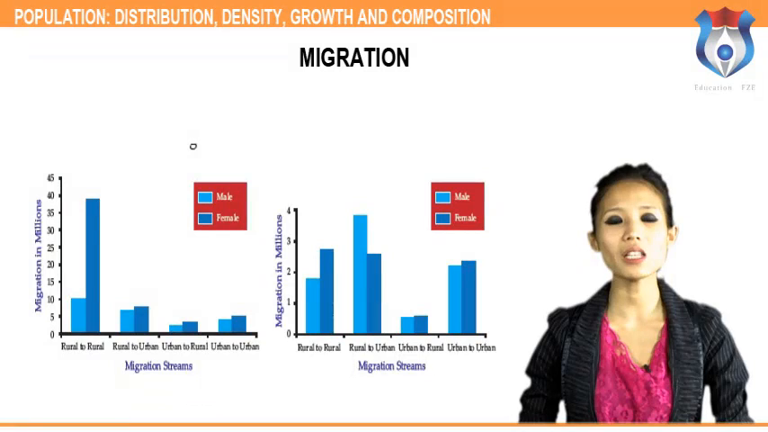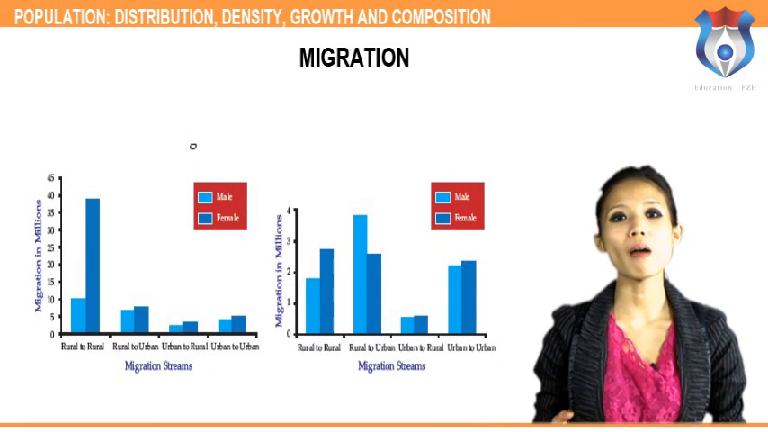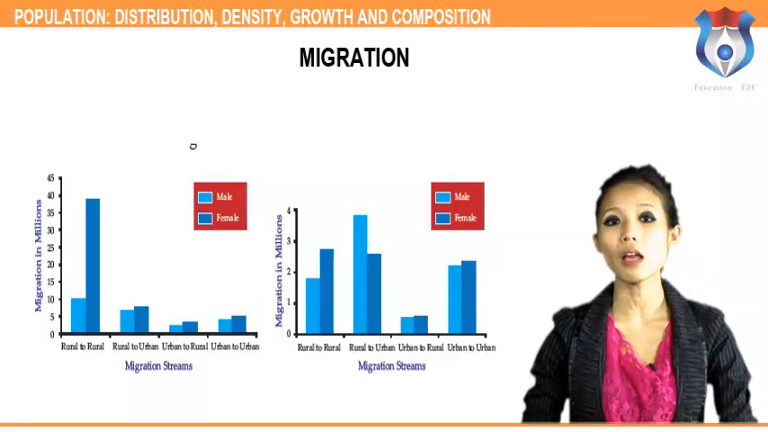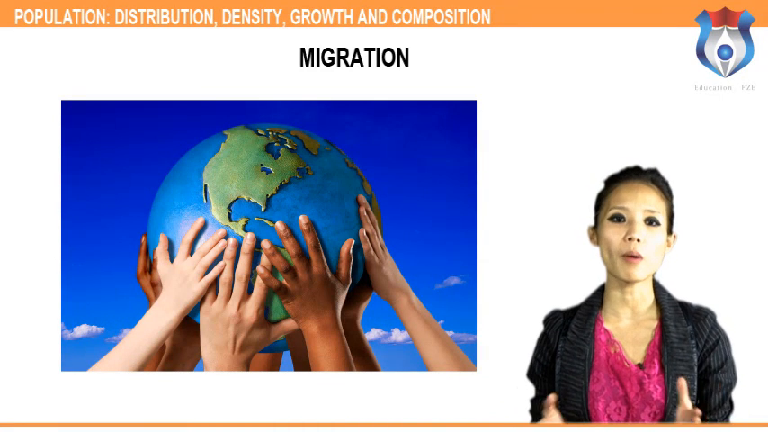The stream was dominated by female migrants. Most of these were migrants related to marriage. The distribution of male and female migrants in different streams of intrastate and interstate migration is shown here. There could be a variety of reasons for migration.